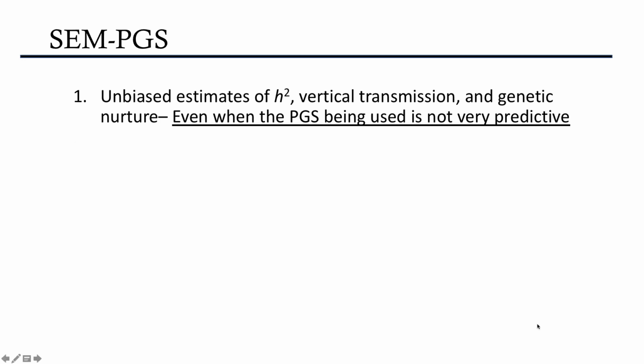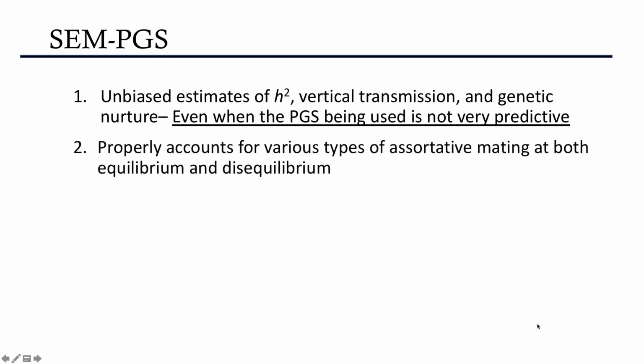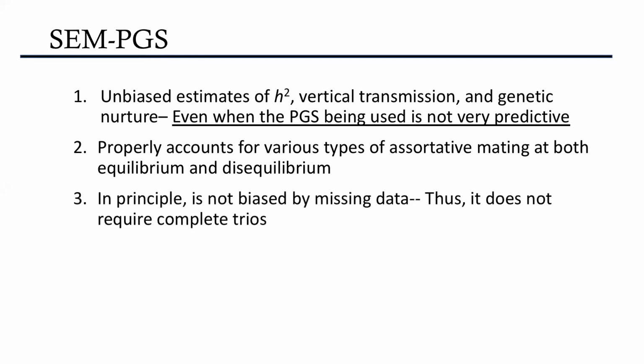In addition, they can also account for various types of assortative mating at both equilibrium and disequilibrium. And third, if data are missing at random, then our model is not biased by missingness. So it doesn't require complete trios. If your sample just has father-child or mother-child pairs, that works too. You just need a larger sample size to achieve equivalent power.